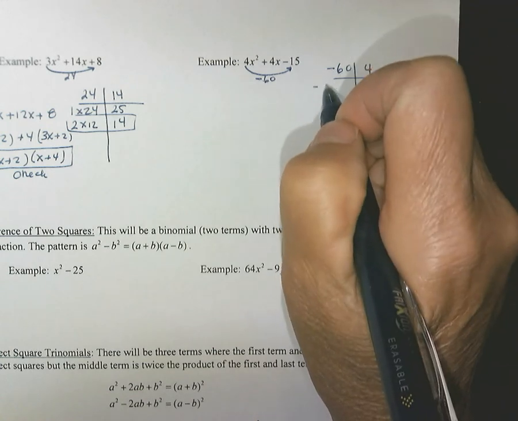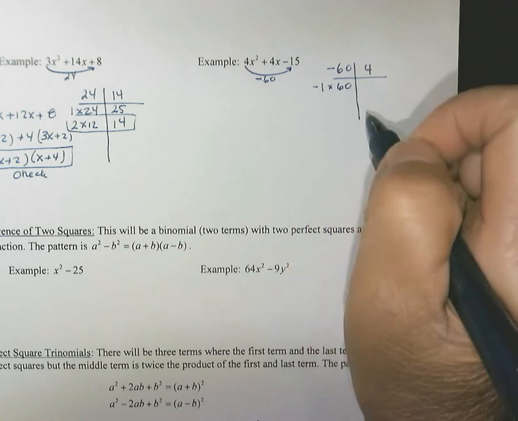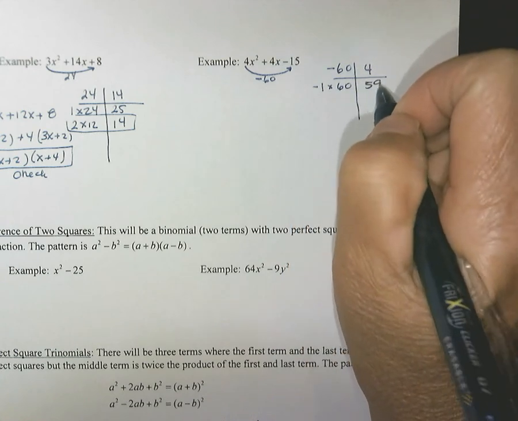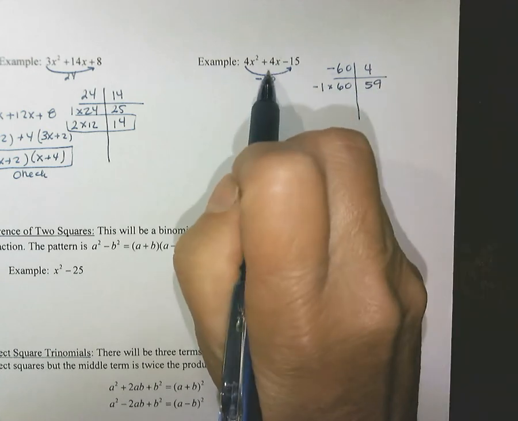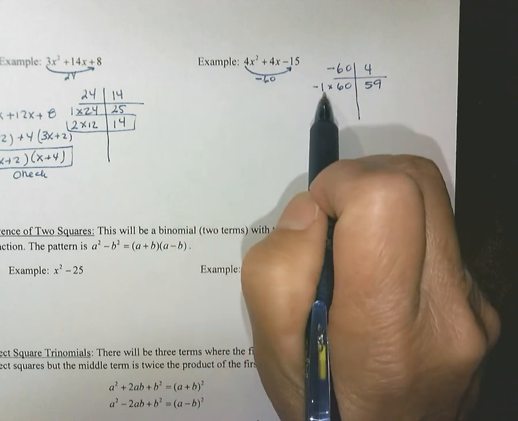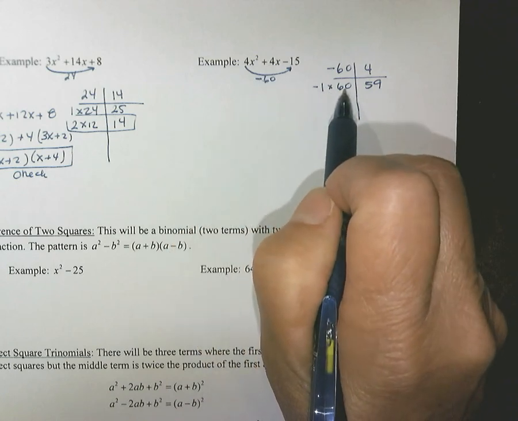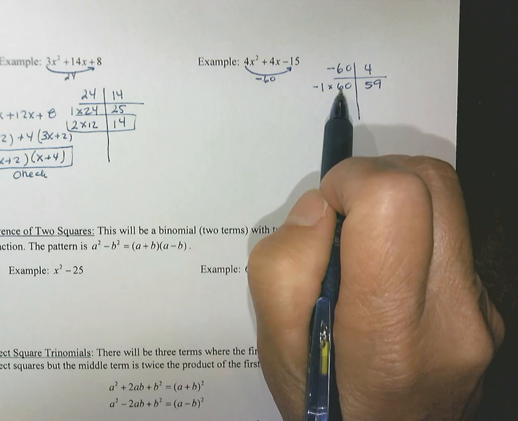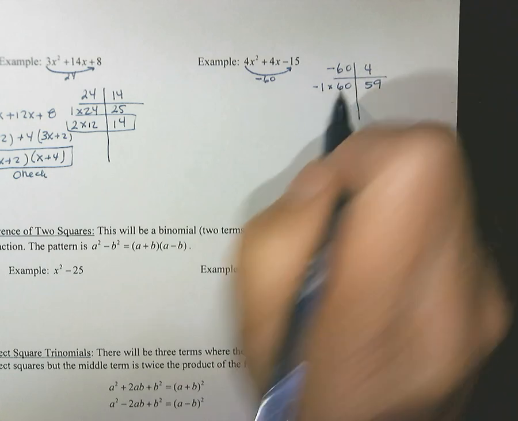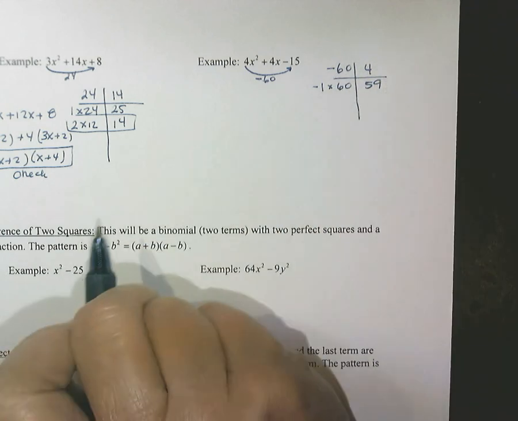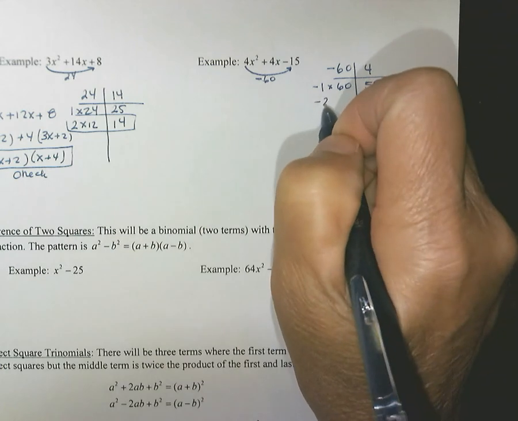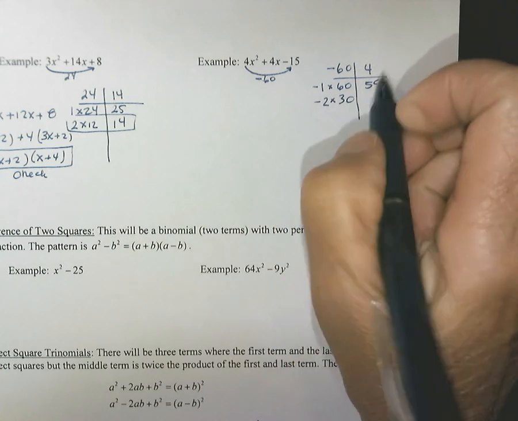So I could have negative 1 times 60. That gives me a 59. And in this case, I want a positive number. So when I'm putting my factors together, I'm going to keep the larger term the positive. So I'm not even going to worry about a positive 1 and a negative 60, because that's going to give me a negative 59. So I'll do negative 2 times 30.